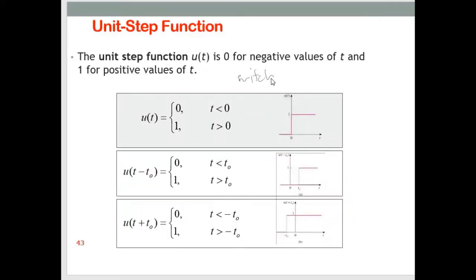The unit step function represents a switching signal. Figure 1, the switch is on at t equal to 0. Figure 2, the switch is delayed at positive t0. And the third figure, the switch is advanced at negative t0.